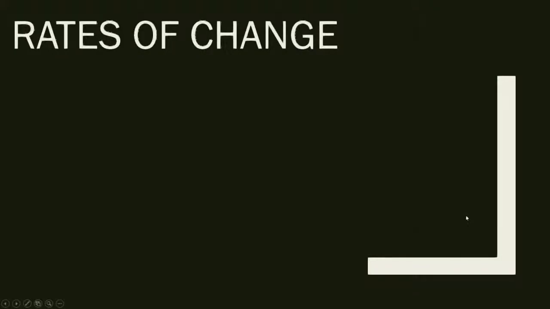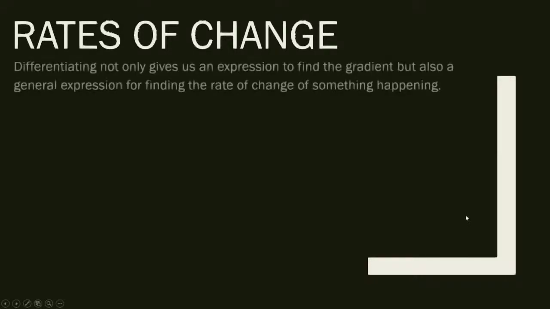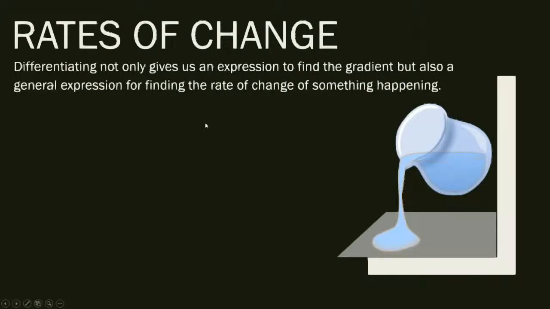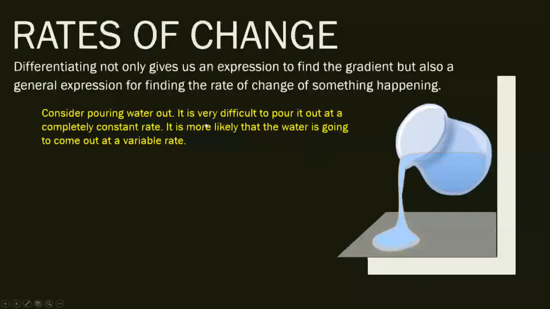Okay, we're going to move on to rates of change. And like I've said before, differentiating gives you a general expression for measuring the rate of change at a given point. So, if I show you a surface, and I'm going to pour water out onto it. It's very difficult to pour it out at a completely constant rate, so at a steady rate. It's more likely it's going to come out at a variable rate, so a bit comes out, and then it's going to slow down, then it's going to speed up, something like that.